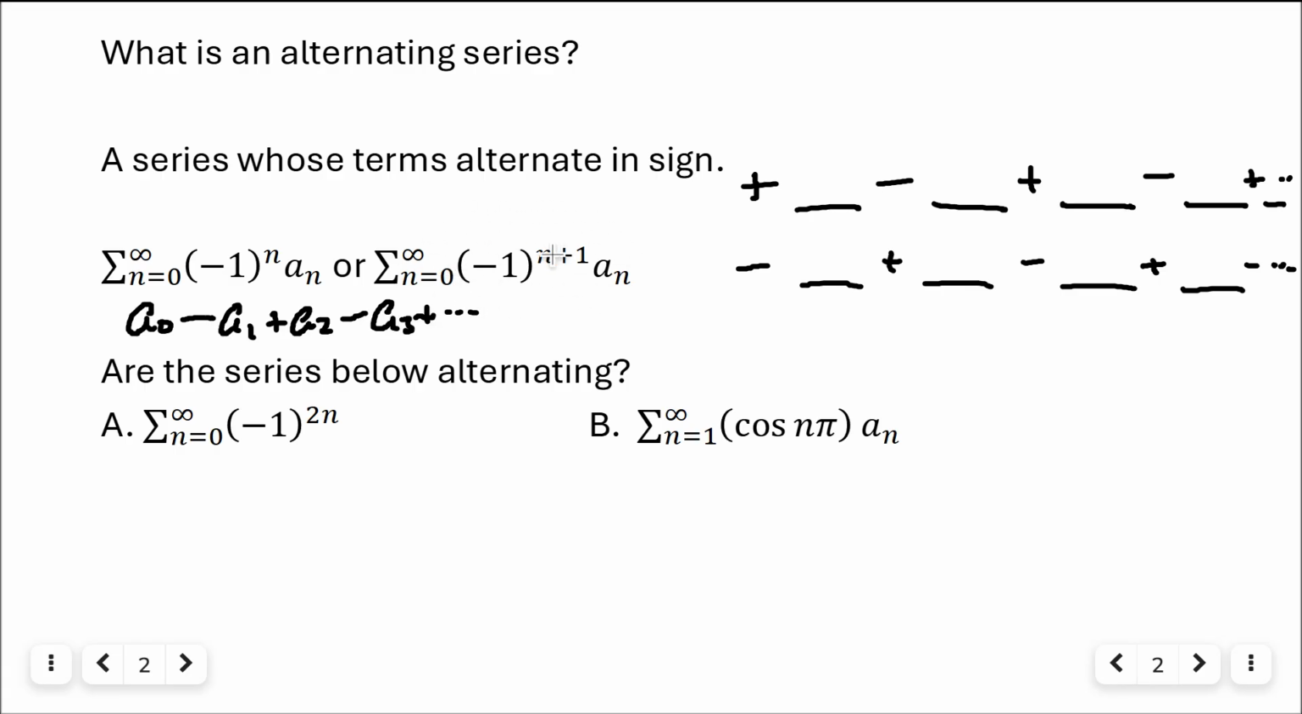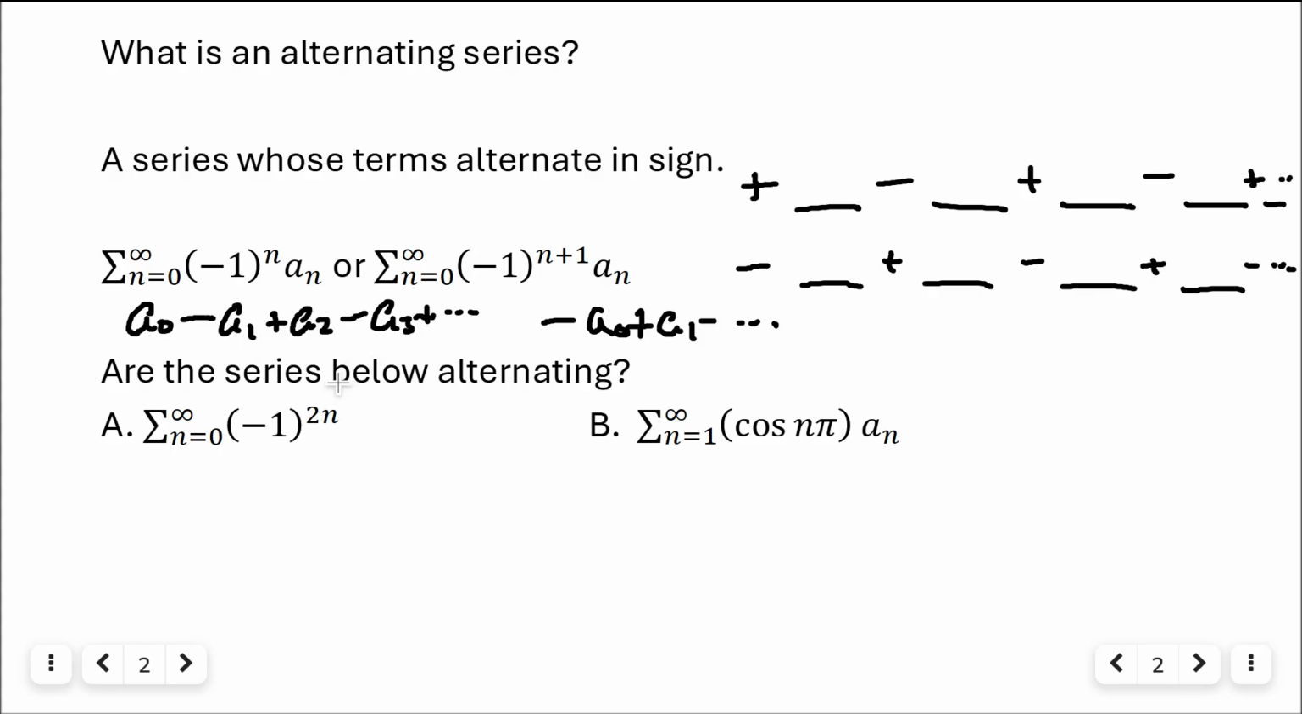So if I substitute 0 in, I get negative 1 to the first, so that's going to be the negative a0. And then if I put 1 in, it gives me 2 up there in the power. Negative 1 squared is 1, so that's plus a1. And that would continue on as well. So let's first just see if series are alternating or not.